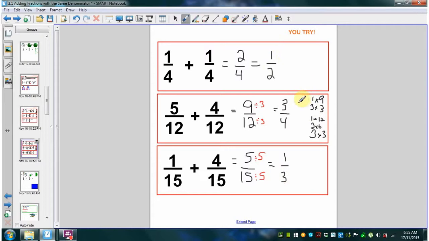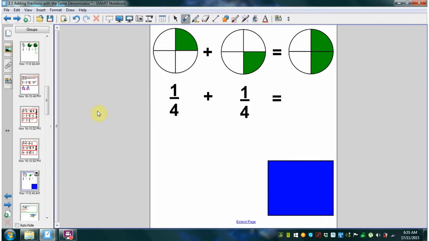Okay, so if you got all those right, you're ready to move on. If not, make sure you find me because you need to know this before we move on to the practice work. So the last thing for today is we're going to add with pictures, with fractions again, just to visualize it.